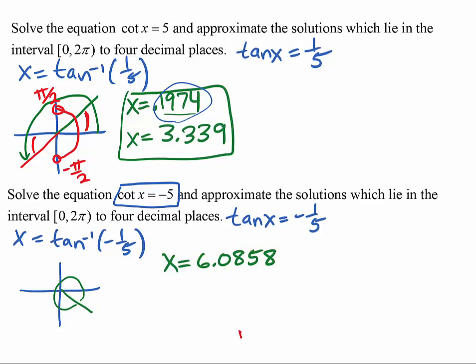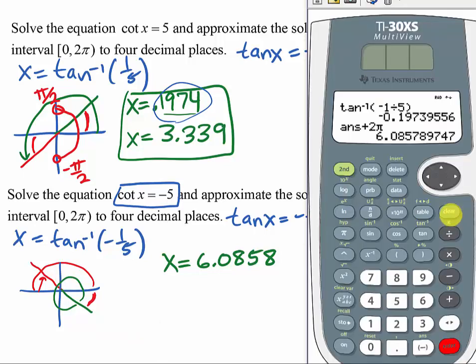So one of our solutions is x equals 6.0858. Now we want to ask ourselves, where is there an angle that would have the same tangent value as this, and that would be in quadrant 2 where tangent values are negative. And so thinking about when we had this first angle here, if I took pi and subtracted that angle, that would give me the one that I need there in quadrant 2. So let's go ahead and do that.